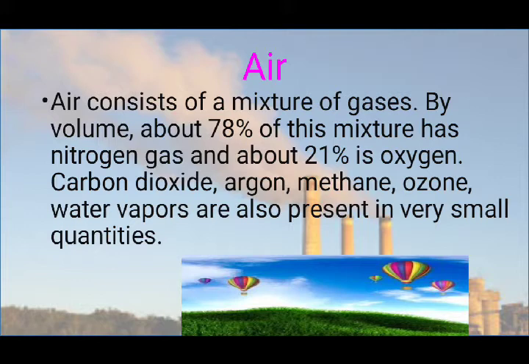Now, air consists of a mixture of gases. By volume, about 78% of this mixture is nitrogen gas and about 21% is oxygen. Carbon dioxide, argon, methane, ozone, and water vapors are also found in very small quantities. Now we have heard a lot that our air is getting polluted. So what does it mean?